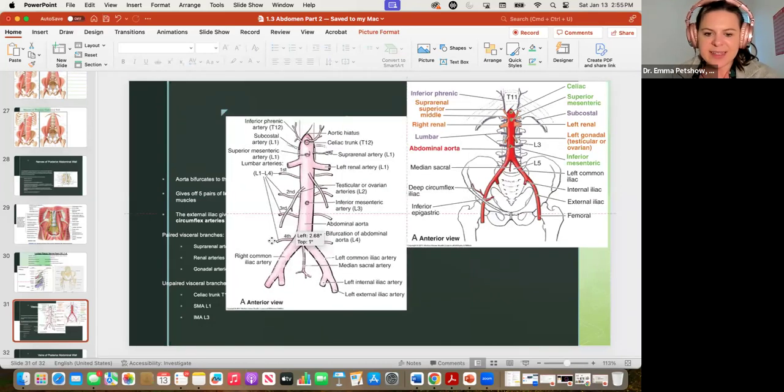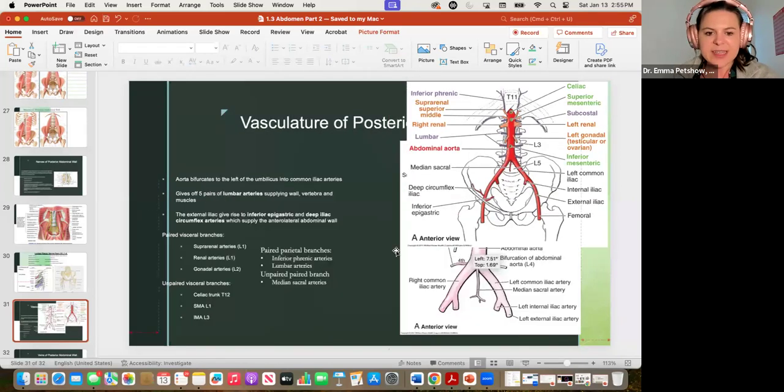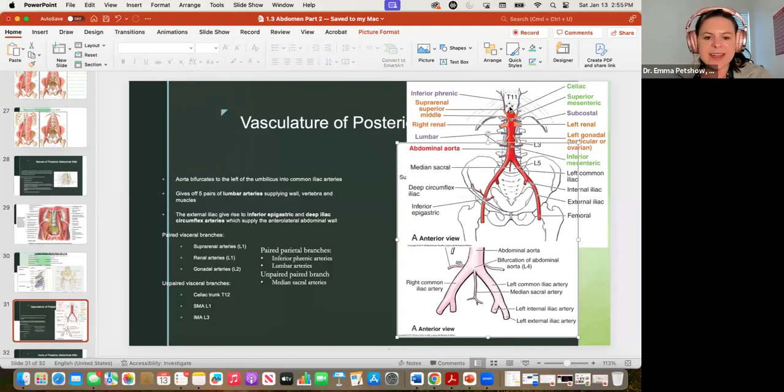I'm just gonna, well, we'll look at this one first. If we look at our aorta here, we can see this bifurcation of the aorta into our right and left common iliac arteries. From there, our right and left common iliac arteries branch into our internal iliac artery and our external iliac artery. The external iliac artery will become the femoral once it passes through that inguinal canal and gets to the other side.